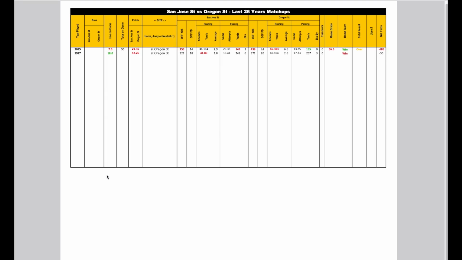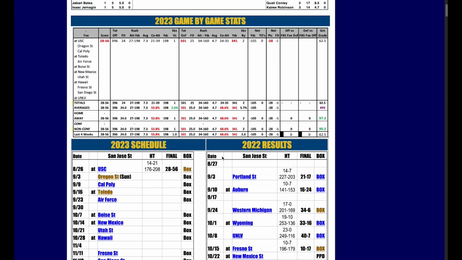You want to see how San Jose State's done against Oregon State. There you go. They've lost both meetings. It covered here. Did not cover there, but they last met in 2015, so none of that really applies. But add it all together, you get my first Inside the Press Box. It's not an official play in the Press Box, but it's a definite lean. I like San Jose State plus 16.5 against Oregon State.